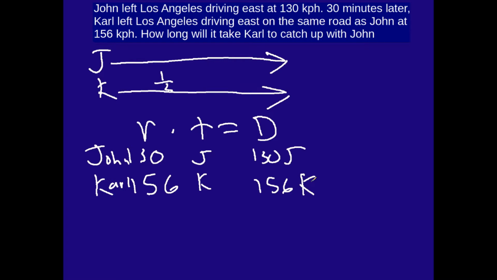Now, here's where it gets interesting, and I want to see if I can make this clear. We know that our equation is going to be that they equal each other, because the goal is that when Carl catches up with John, they've traveled the same distance. So we can put our system of equations as follows. We can say 130J equals 156K. That's what we have, because when Carl catches up with John, like I already mentioned, they'll have traveled the same distance.